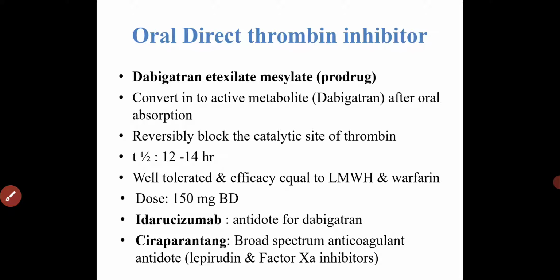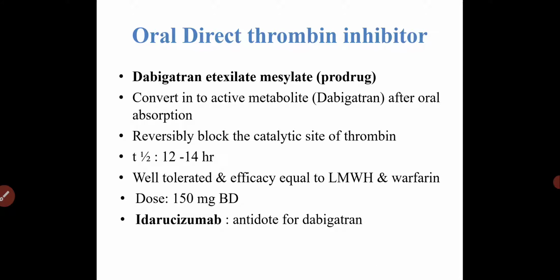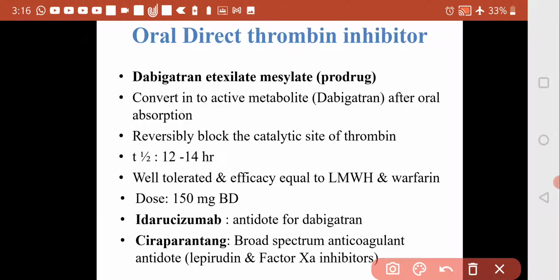Then another is ciraparantag. It is a broad spectrum anticoagulant antidote. Try to remember this thing. It is useful for factor Xa inhibitors also, and lepirudin also. So if there is toxicity with lepirudin and factor Xa inhibitors, there are other antidotes also, but this one is broad spectrum for anticoagulants. If anyone asks, then it is ciraparantag. Try to remember these things, as both of these are for MCQ purposes.